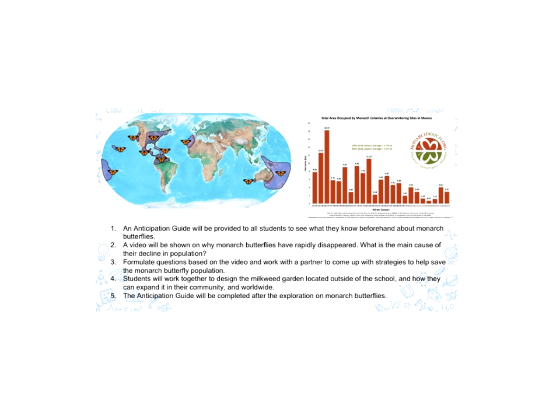And then the students will work together to design the milkweed garden located outside the school and how they can expand it throughout their community, throughout the country, and then hopefully worldwide. And then the anticipation guide will be completed after their exploration on monarch butterflies.